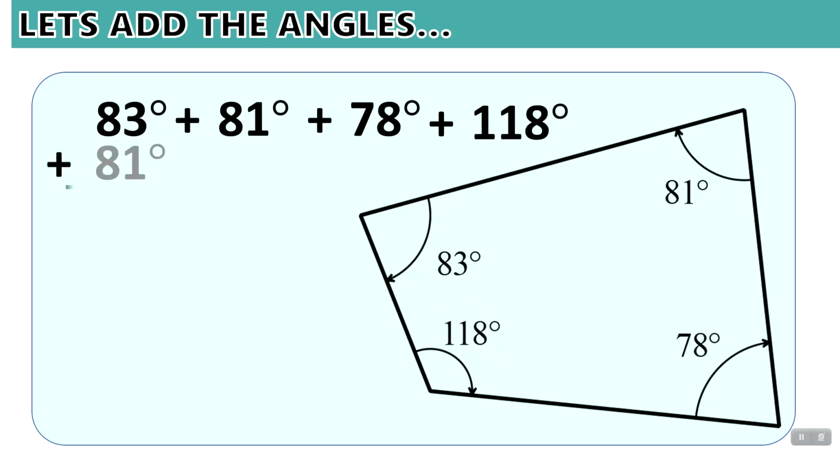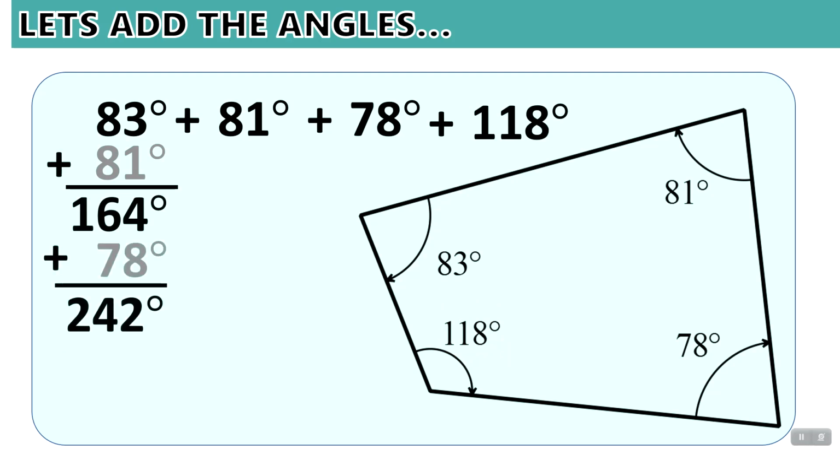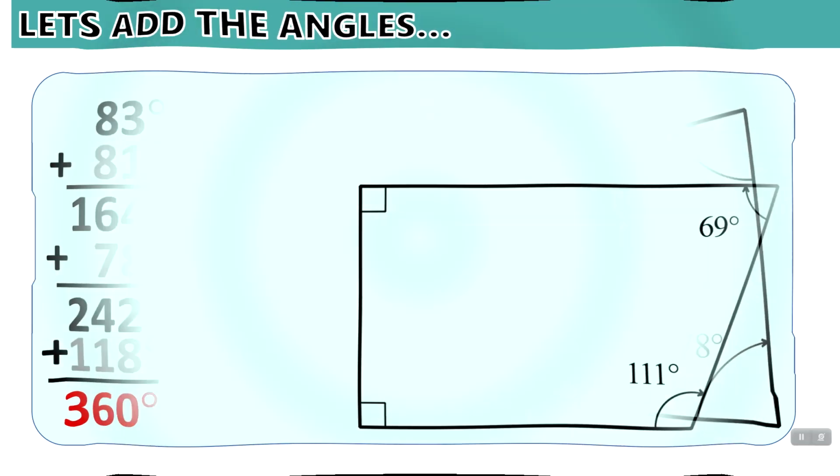So 83 plus 81 is 164. We'll add the 78, that gives us 242, and we'll add the last angle, 118, that comes up to 360 degrees. So all four angles in this quadrilateral add up to 360 degrees. Let's take a look at another one.